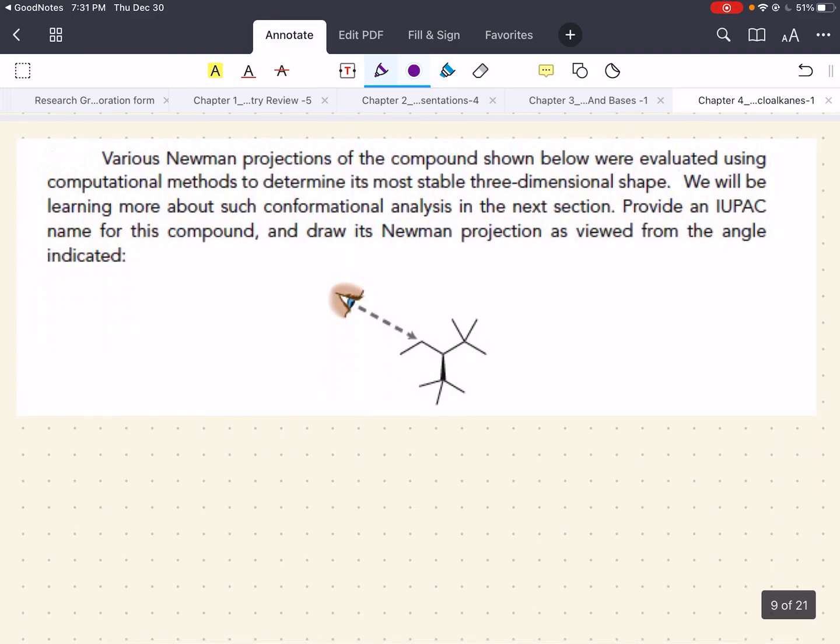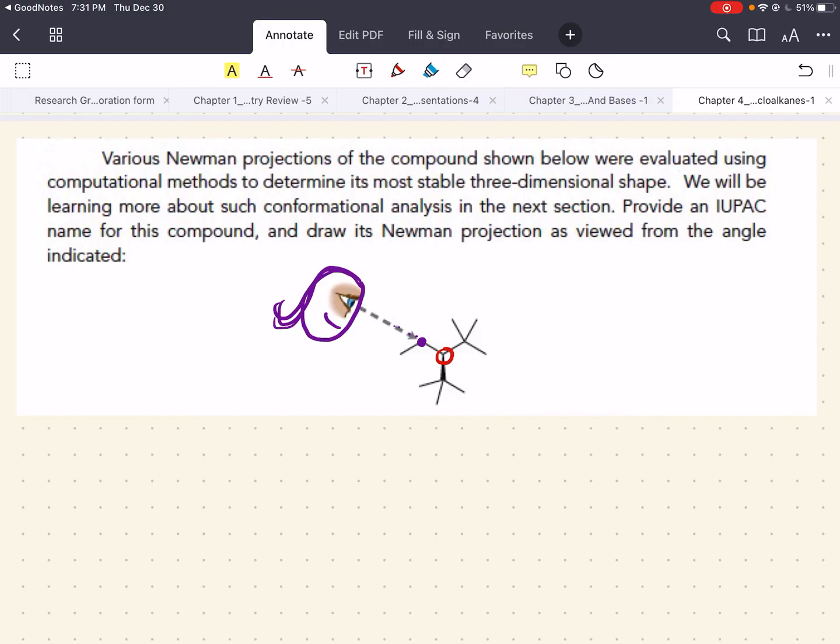All right, this next problem pretty much asks us to draw the Newman projection for this molecule. So we're looking at it like this. I'm going to go ahead and finish this face. Kind of creepy, but whatever. So this is our first carbon, and this is our second carbon. So let's focus on that first carbon.